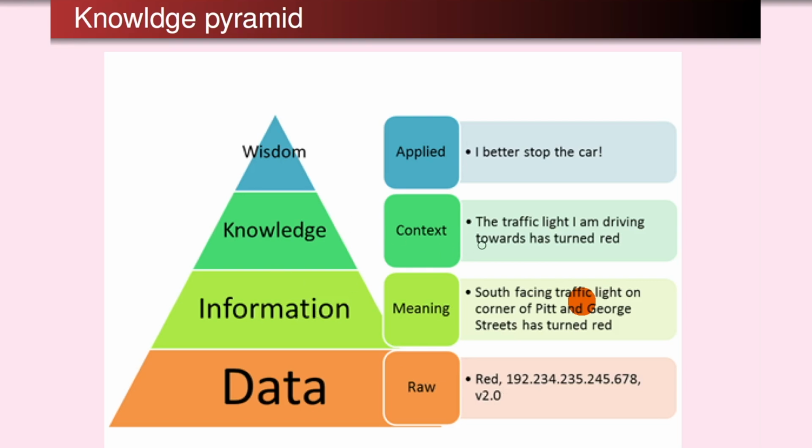Now, coming to knowledge, the context is that the traffic light I am driving towards has turned red. When we see this red data, this is the context in which it appears, and we are going to call it knowledge. And then wisdom: when I see red, I had better stop the car. This is easy for humans, but how do we do the same thing with robots or any AI integrated system? We have to map from data to information to knowledge to wisdom.